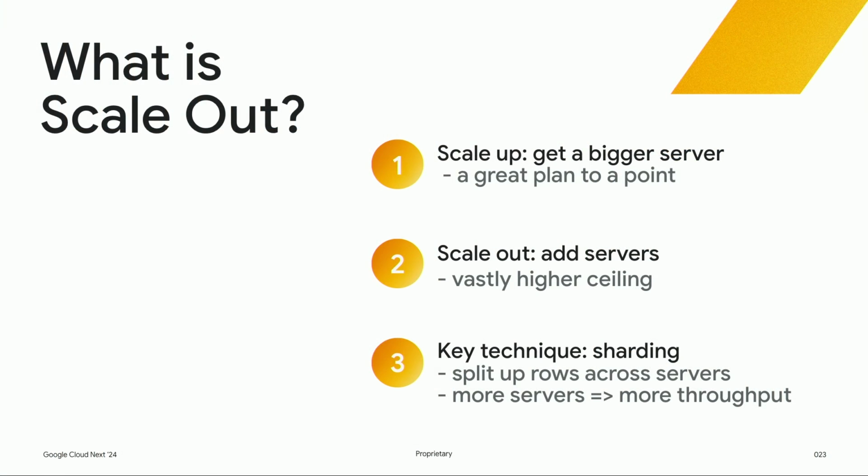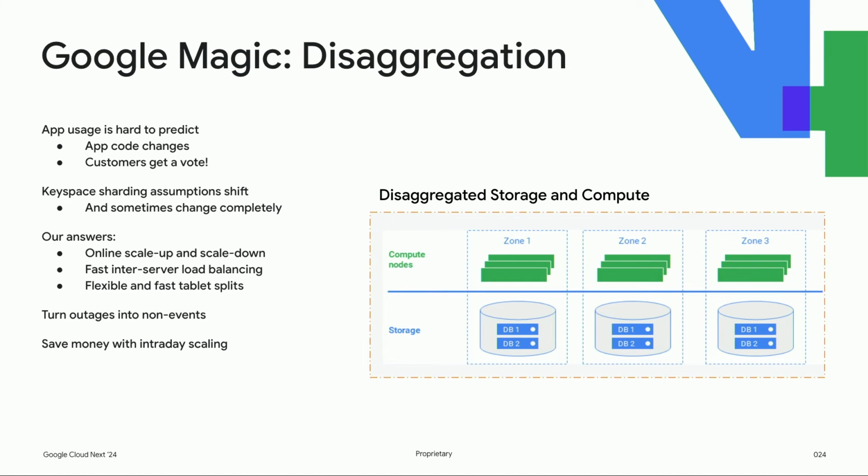By splitting up the rows of your tables across servers, you split up your application's workload and enable it to scale linearly as servers are added. Google takes sharding and scale-out to the next level with completely disaggregated storage and compute. Google's scale-out databases store the physical data in a huge cluster file system we call Colossus, which provides very high I/O bandwidth and excellent latency.